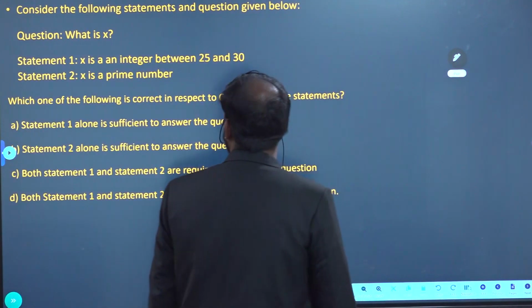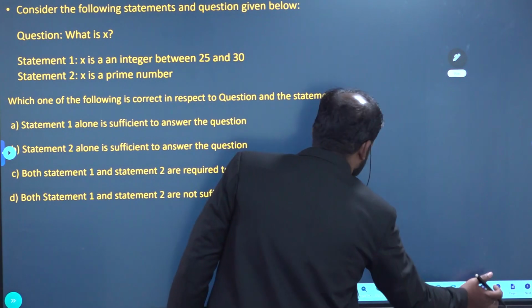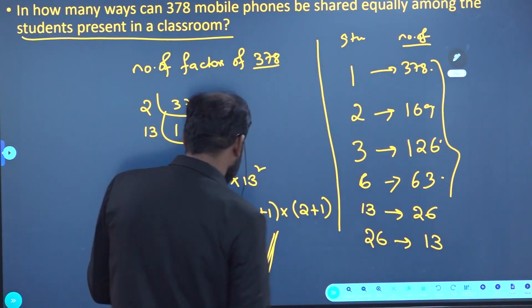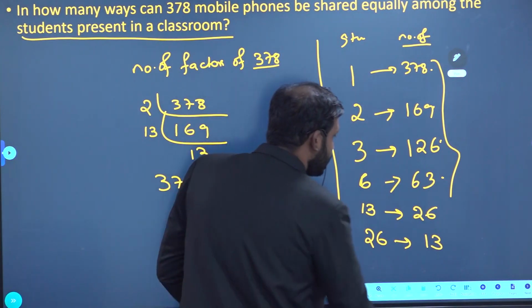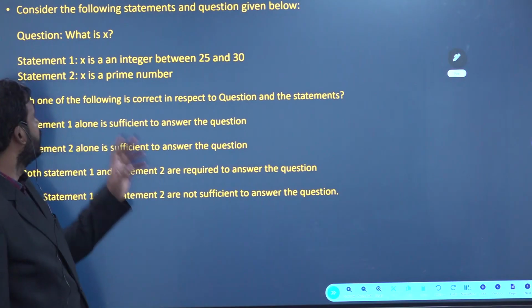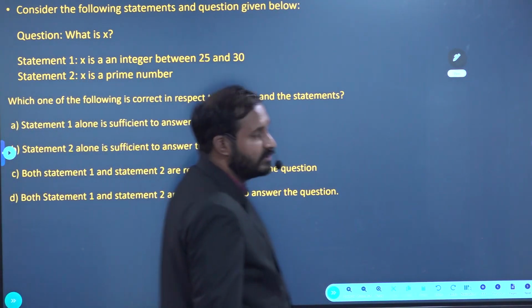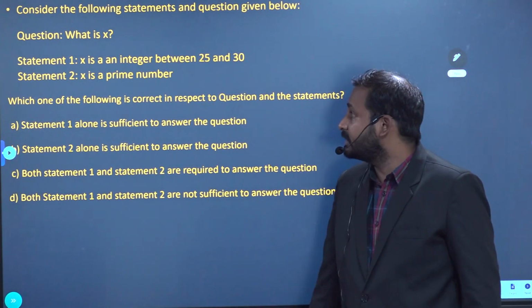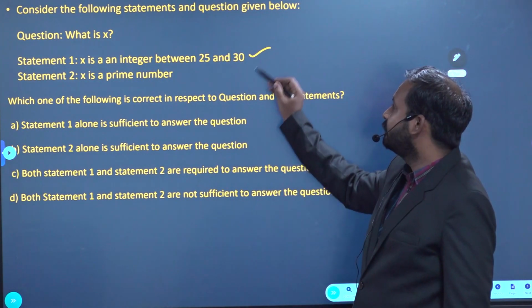Next one. See students, I will tell you, don't worry, somewhere in this question we have made a small mistake. In our next class, I will give you the clarity regarding that one. Don't worry. Now see here, consider the following statements given below in the given situation. What is x? X is an integer between 25 and 30.